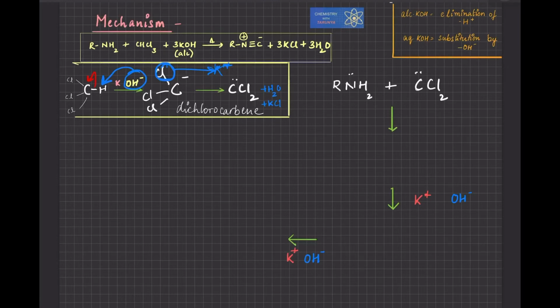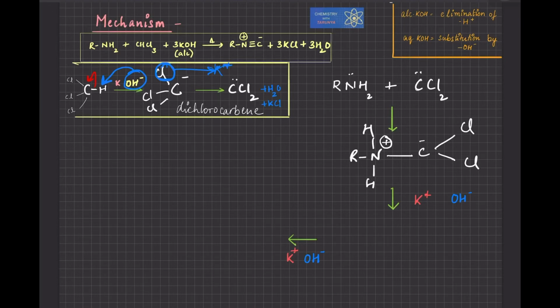CCl2 has a lone pair of electron on carbon. Now its octet is not complete, so it needs stability. For that it needs to form a bond. Now nitrogen has one lone pair of electron on it, so they form a bond. But as nitrogen forms a bond and gives away its lone pair of electron, it gains a positive charge and carbon gains a negative charge.